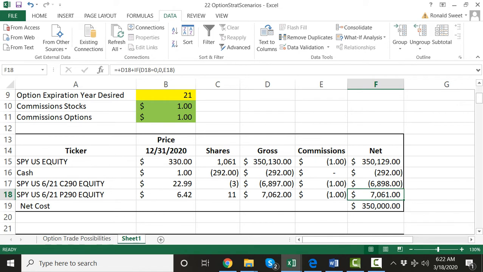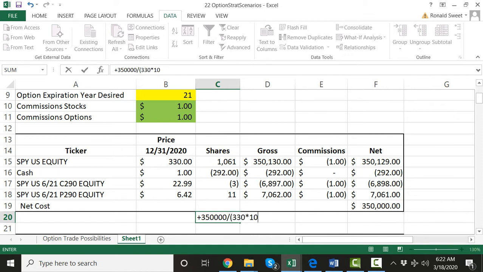I buy put options. I buy 11 put options because that's what's going to hedge my risk on my portfolio. If you want to know about the hedge, you take the value of the portfolio, $350,000, and divide it by whatever the market's trading at right now. At this point, it was 330, and you multiply that by 100 because options trade in contracts of 100. And so that tells us that we need about 11 put options. So we're going to buy 11 put options.